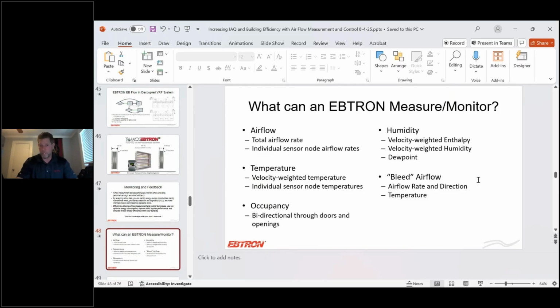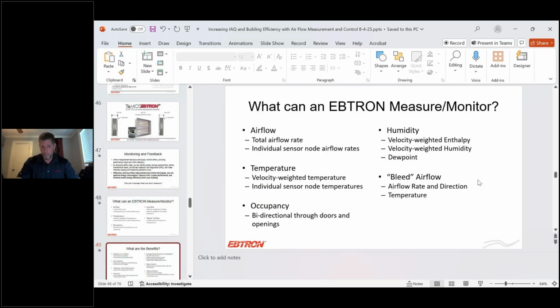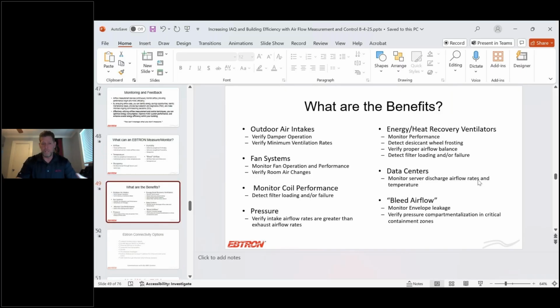So it says here, what can we measure and monitor? I'm going to provide all this data to you, but here's the different things that we can measure and monitor with our systems. The benefits, this is on our website, and I'm going to provide this to you as well. But from an owner perspective, you're verifying that your dampers are working properly.